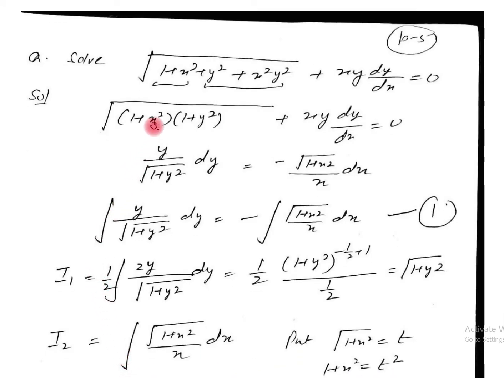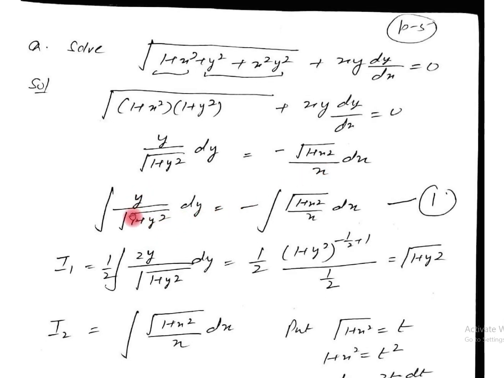Now here see this question. Solve this differential equation again by making the factorization of this term. It is (1 + x²)(1 + y²) + xy dy/dx = 0. Then separating the variables, we get this term. Now we have to integrate both sides, and it becomes this.